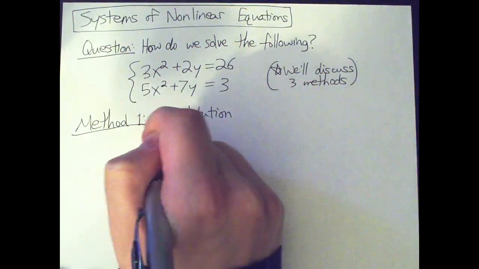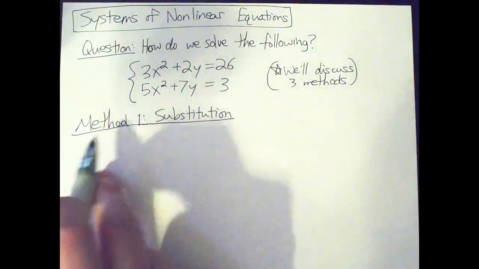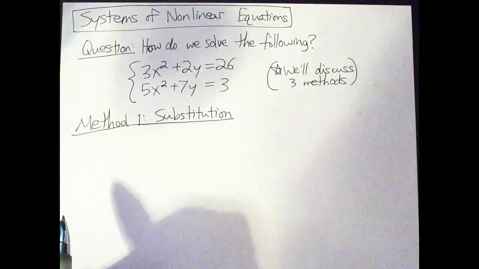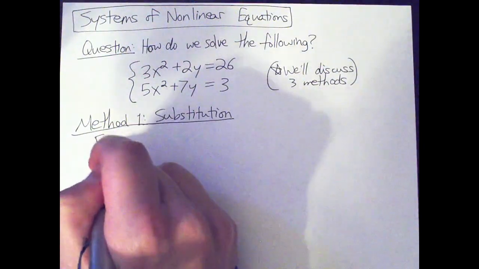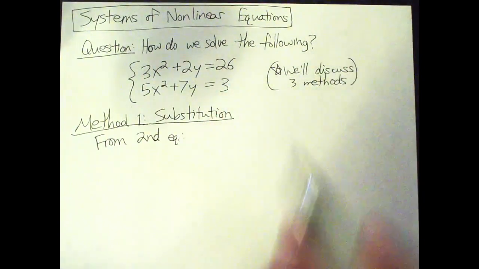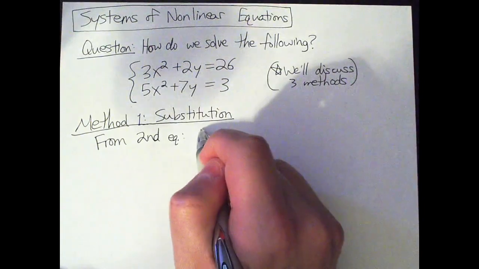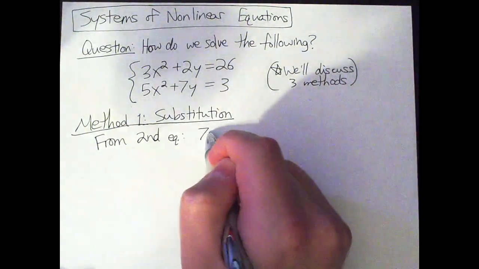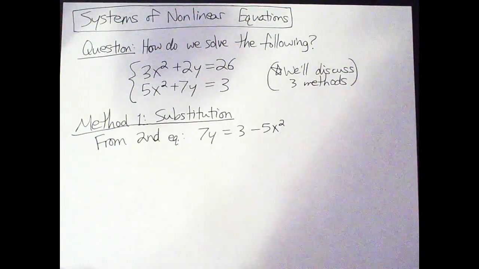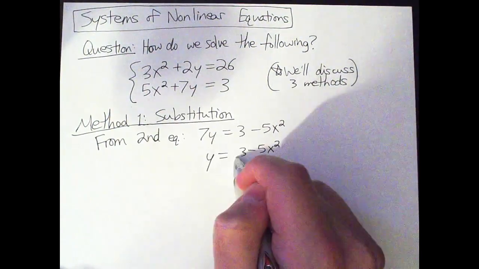The reason that there are three methods is just because you have different options for the algebra. I think one idea for algebra is substitution. Take one of the variables and solve in terms of the other. So from the second equation, we could use the first or the second. I just chose the second one. I think we could probably try to solve for y in terms of x. Like I could get y equals 3 minus 5x squared, so y is (3 minus 5x squared) over 7.